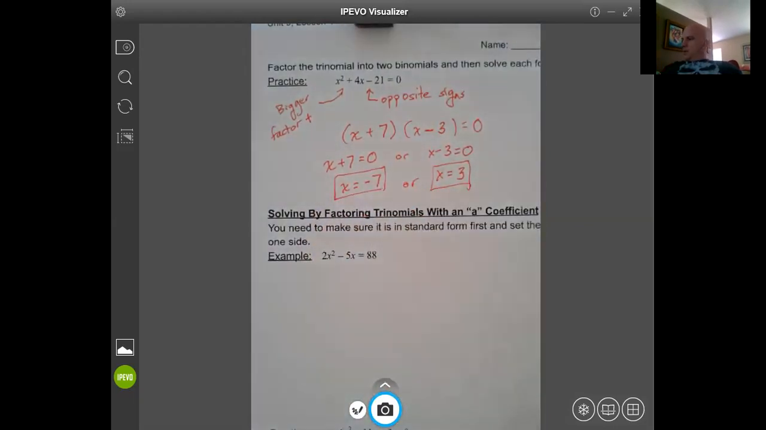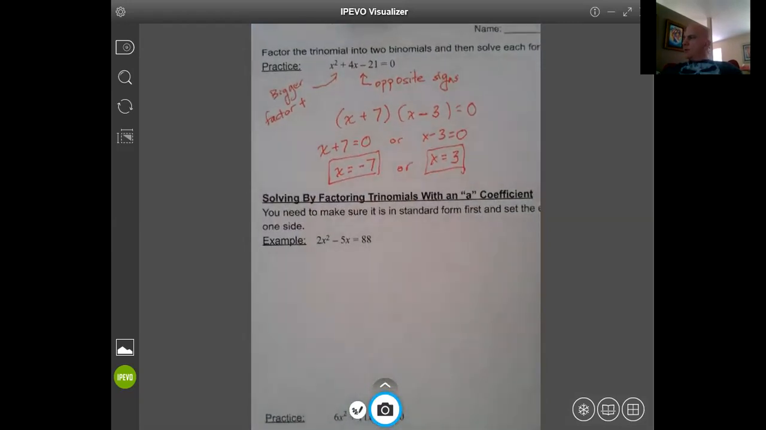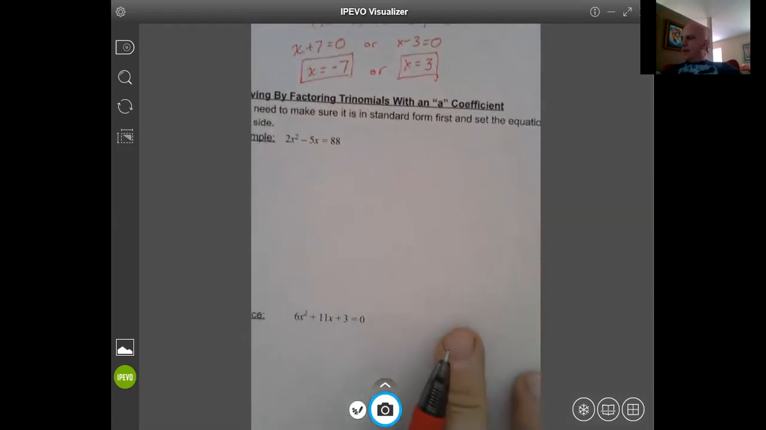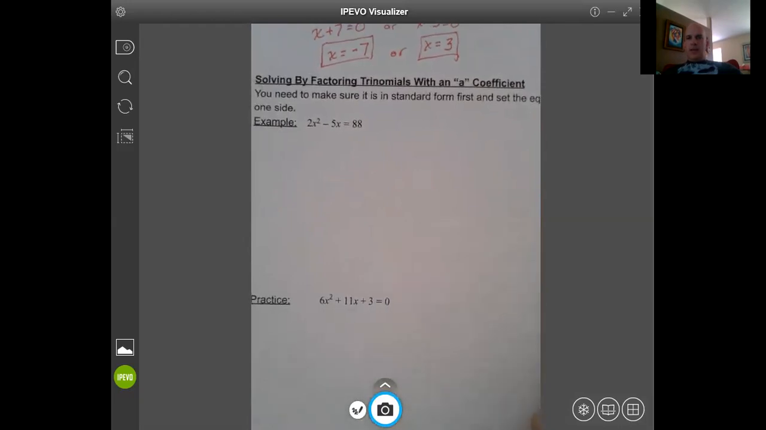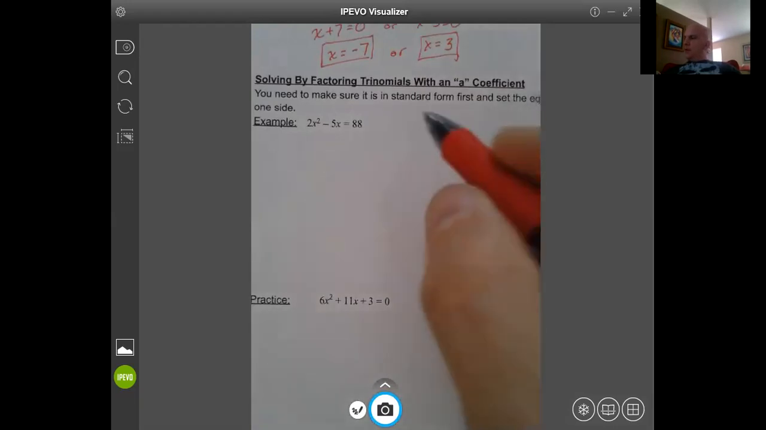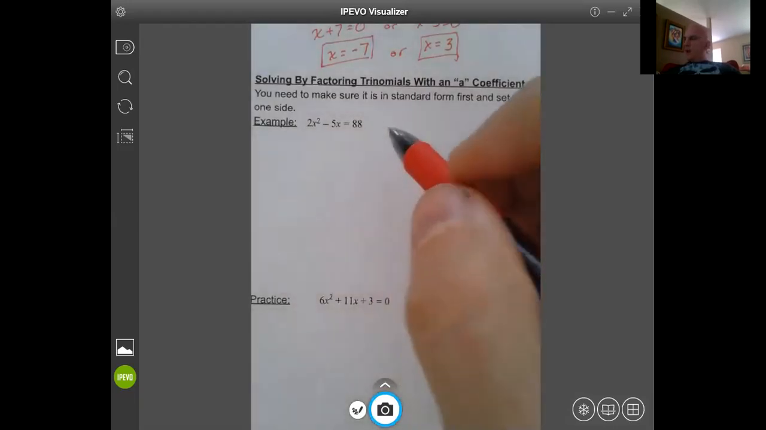The next part of this is going to see what happens when we have an A term. When we have an A term, the likelihood is that we're going to wind up with at least one of our solutions as a fraction, if not both. So when we have a term that's something other than 1, or can't be factored out completely by a GCF, then we are usually going to wind up with at least one fraction.